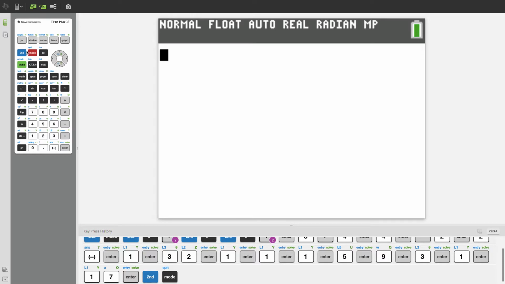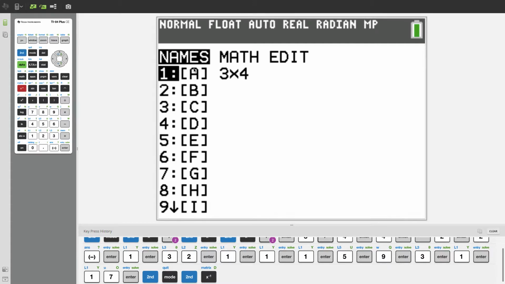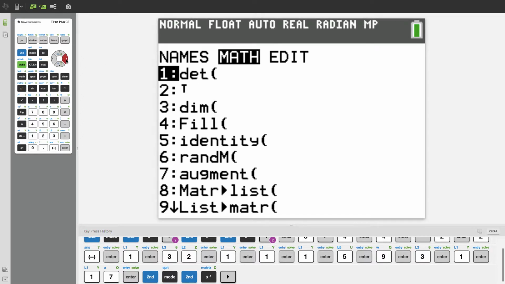So now I need to do reduced row echelon form. That's what I need because I need my answers, right? So I go back to matrix. How do I get there? Second, X inverse, where it says matrix, right? Okay. Then I do math because I want to do math with it. So I go over to math. Now I need reduced row echelon form.